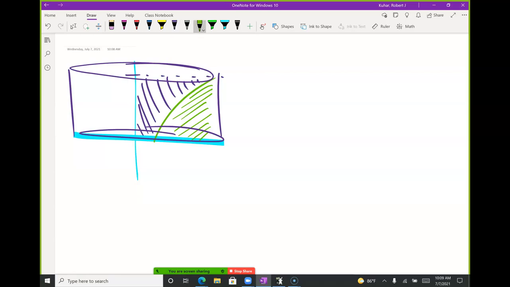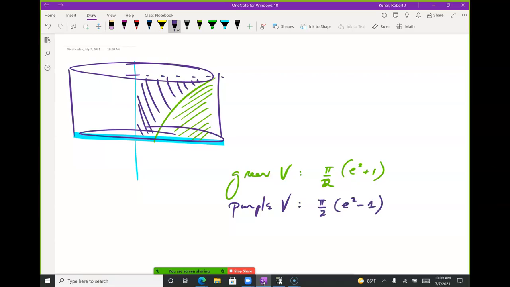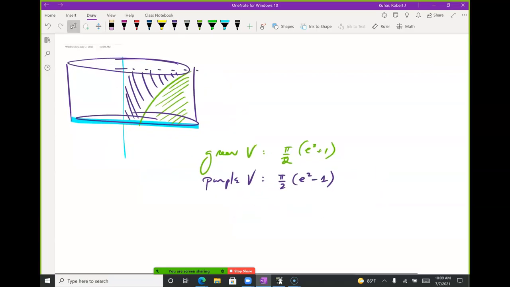Now I've got my green volume. The green volume was pi over two, yeah, e squared plus one. And I got the purple volume, and that was pi over 2 e squared minus 1. And I'm saying it should make sense when I add them together that I get a solid cylinder. So what's the volume of the cylinder?